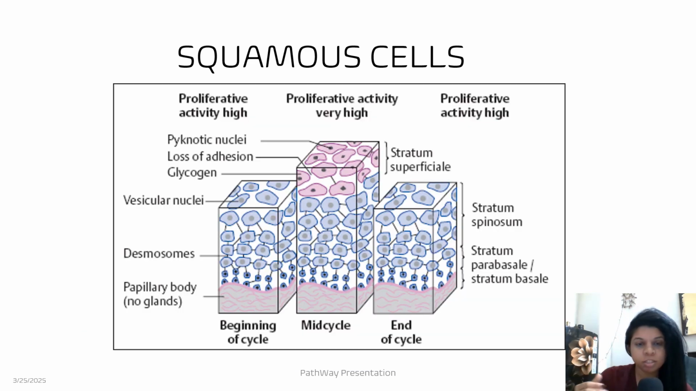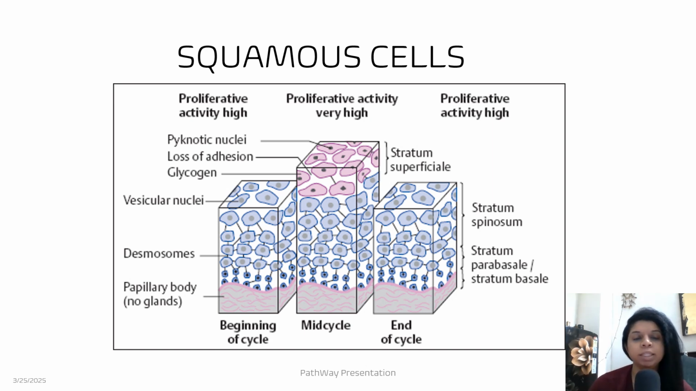So according to the cycles, just as in the endometrium there is stratum basale and spinosum, in the same way in the cervix also there is stratum basale, then stratum parabasale, and then stratum spinosum, in which you get the intermediate cells. So during the beginning of the cycle, when there is menstrual shedding, you will see mainly the intermediate and parabasal cells.